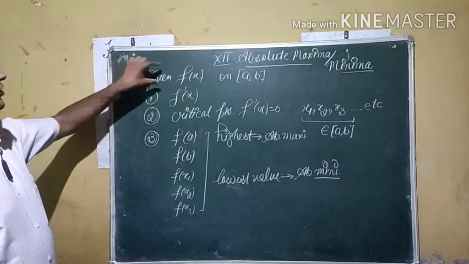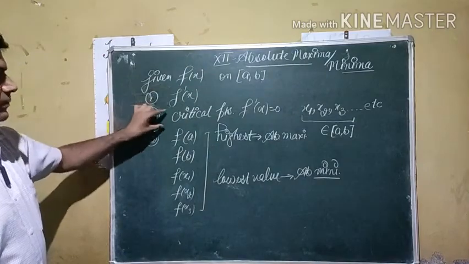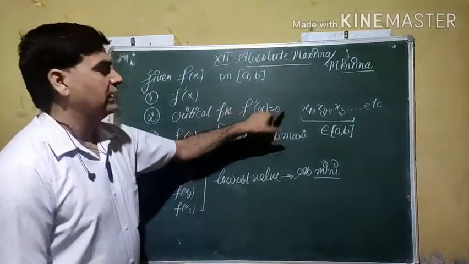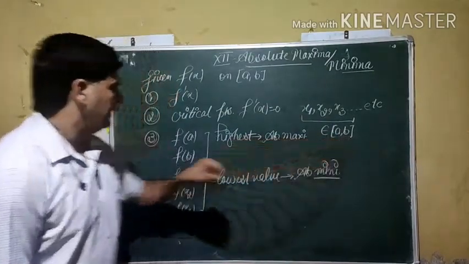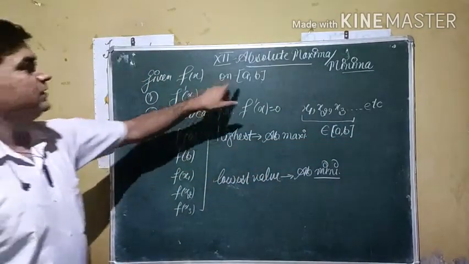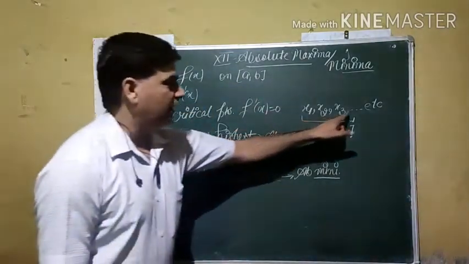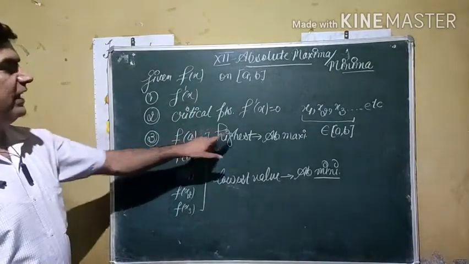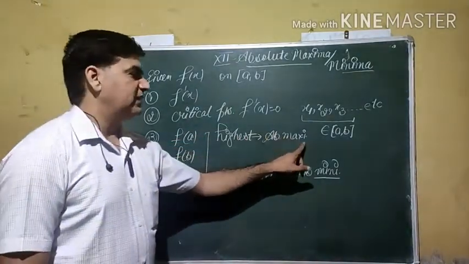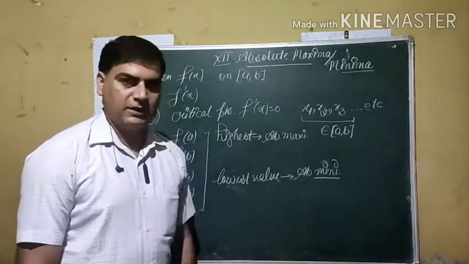This means the function should be given on a given interval. First step, take out the first derivative. Second, find the critical points and choose from them those which belong to the given interval. Next step, substitute the corners of the given interval, then the points selected from the critical points which lie in the interval, one by one in the function. The highest value is known as absolute maxima, and the lowest value is known as absolute minima.